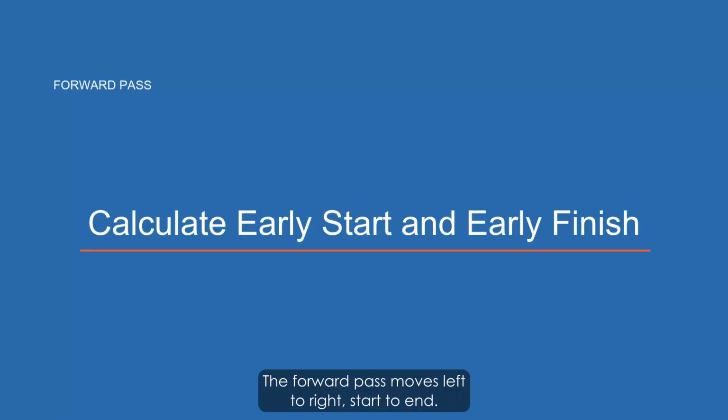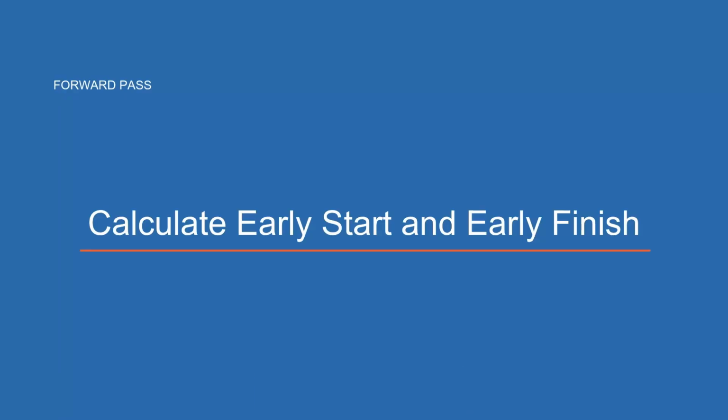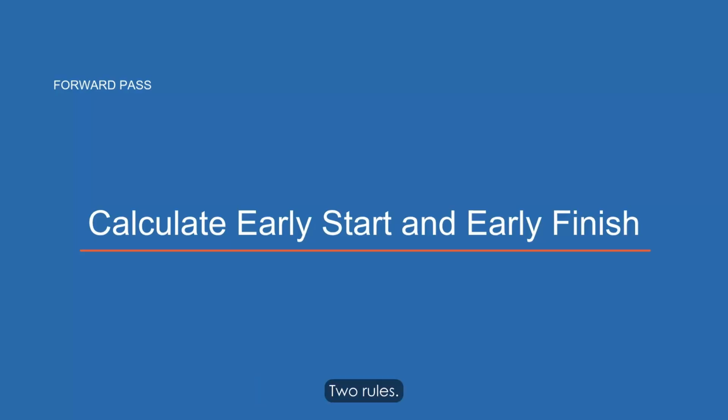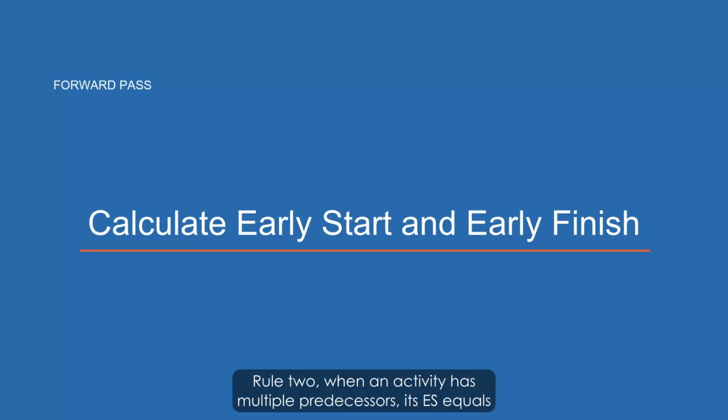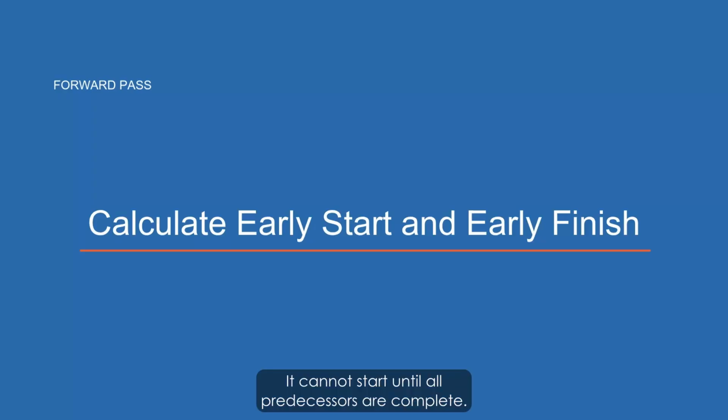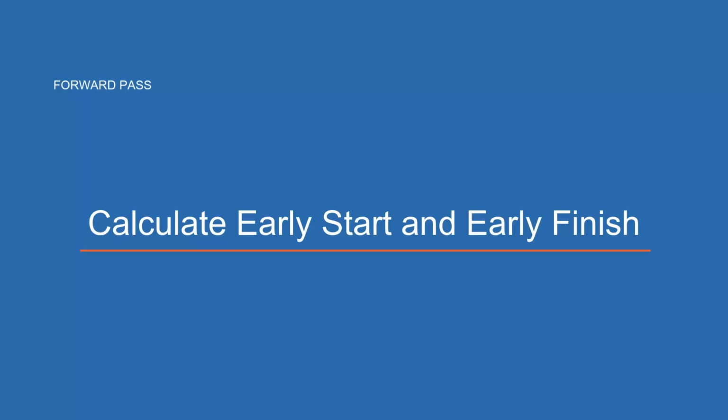The forward pass moves left to right, start to end. It calculates early start and early finish for every activity. Two rules. Rule 1, the first activity's ES equals 0. Rule 2, when an activity has multiple predecessors, its ES equals the maximum EF of all predecessors. It cannot start until all predecessors are complete. Early finish always equals early start plus duration. Apply left to right through every activity.